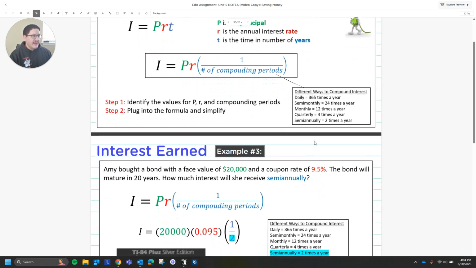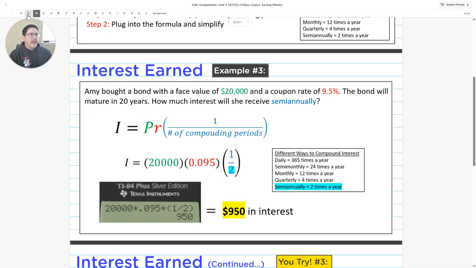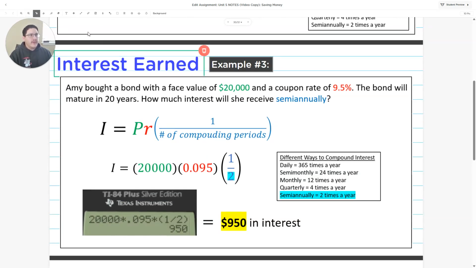That's all I'll say. So let's look at an example. An example that involves simple interest. Amy bought a bond with a face value of $20,000 and a coupon rate of 9.5%.